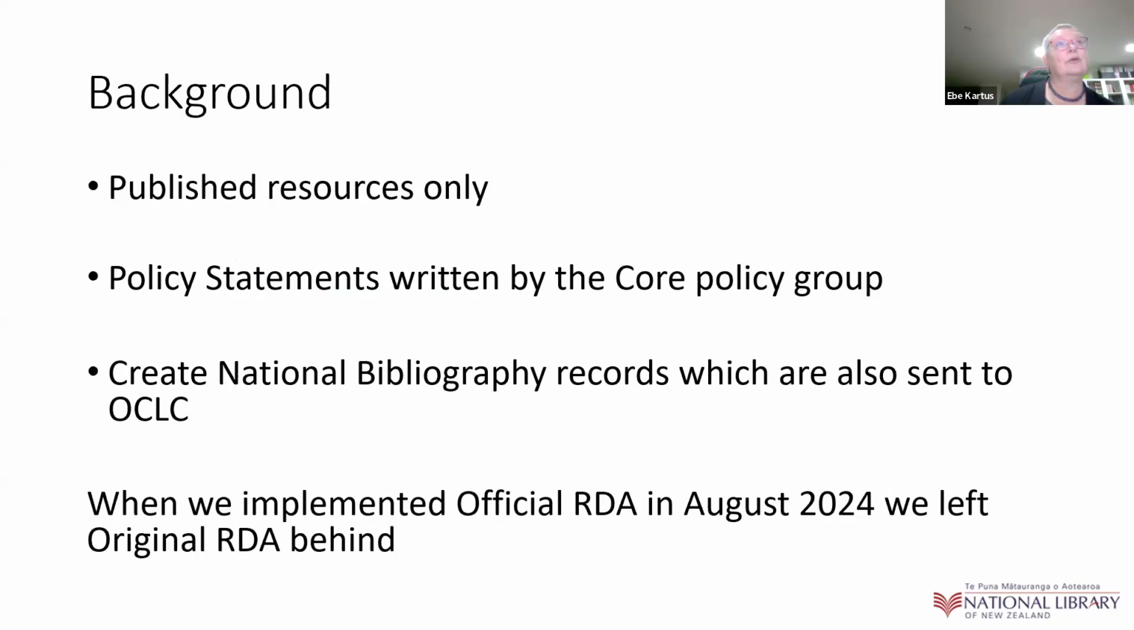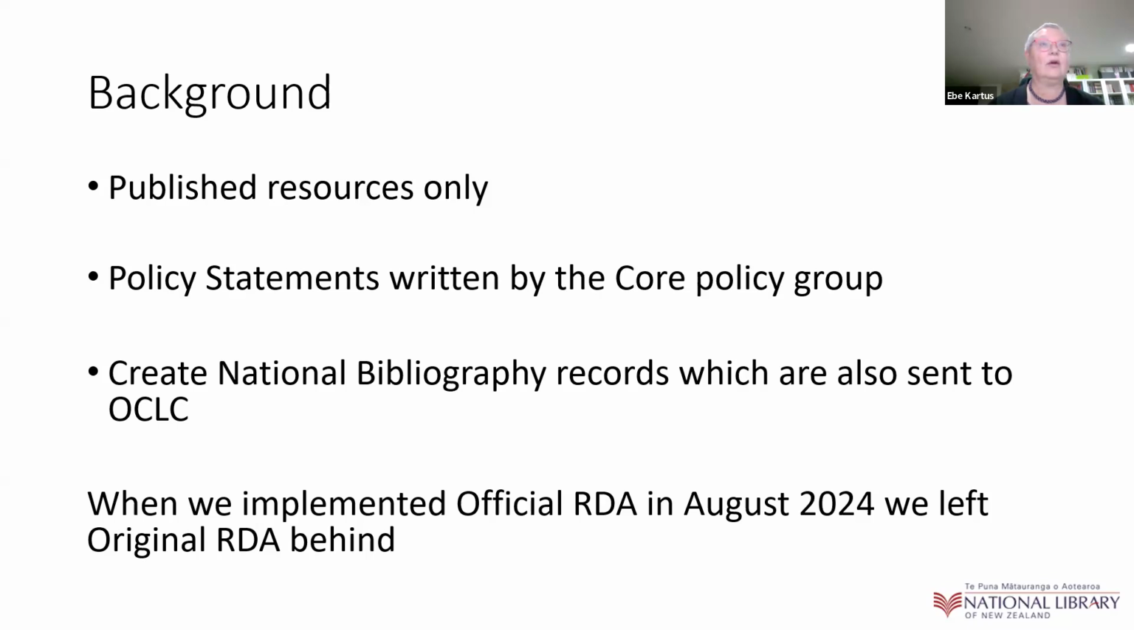So some further background for what the team uses is that we describe published resources only. We don't do unpublished or archival material. The policy statements are written and reviewed by the core policy group, and these consist of the senior cataloguing, senior collection description specialists and our 3 team leaders, plus our authority control specialist and our metadata specialist, so altogether 10 people.